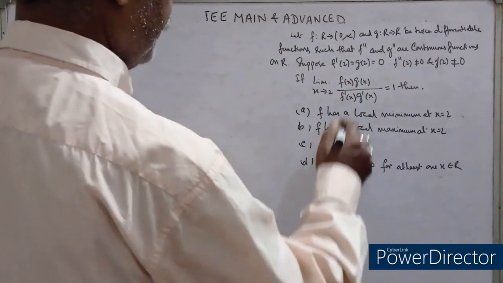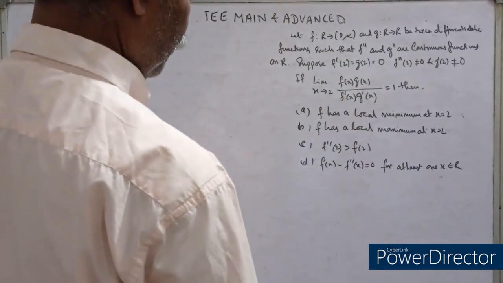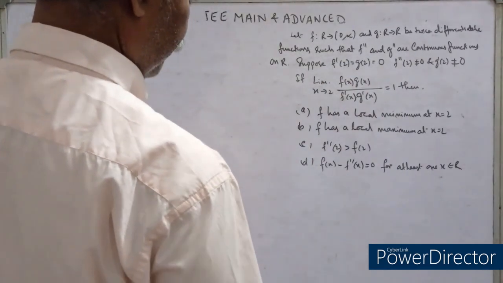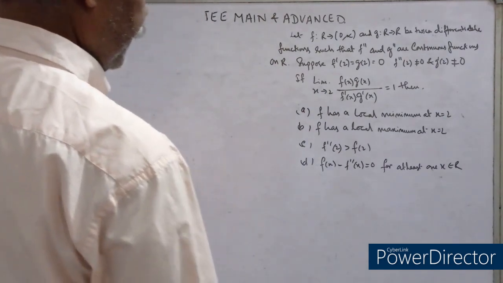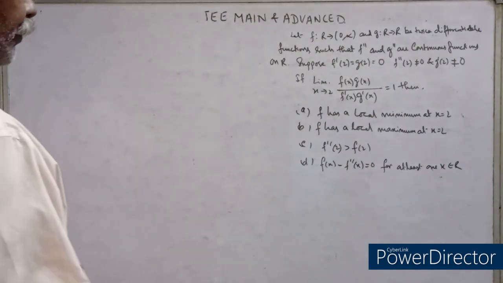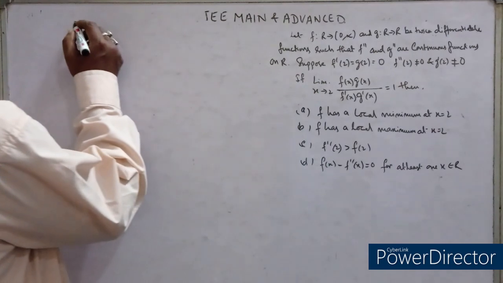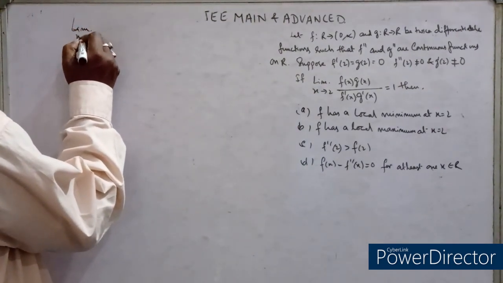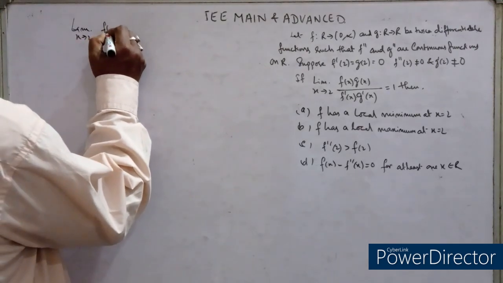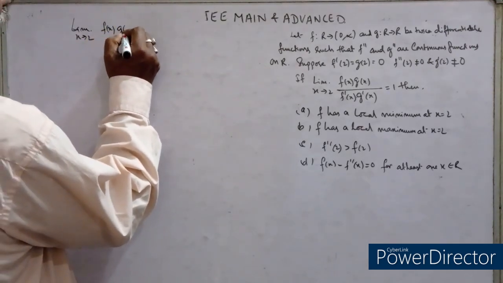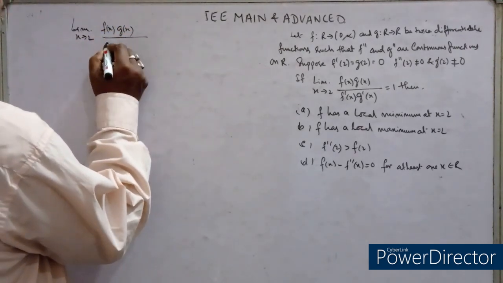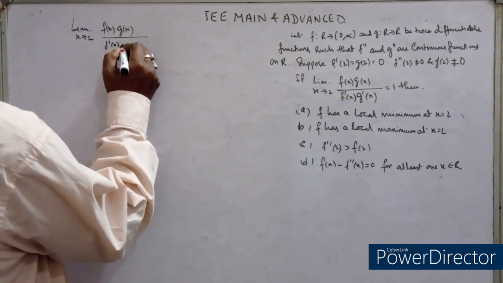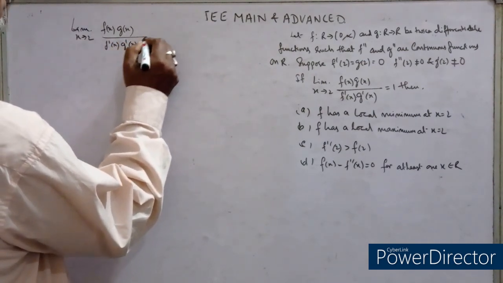Now my next question is this. So we have to check which of the options are correct. So here you see that this is the limit: limit x tends to 2 of f(x)g(x) by f dash x g dash x equal to 1.